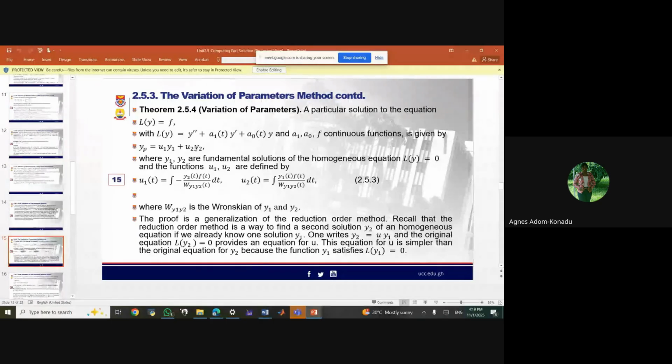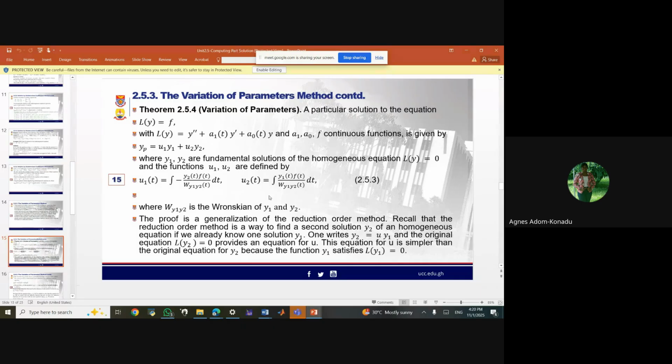Okay, so here we are saying this is the formula. You find the solution to the homogeneous part, and to find the solution to the non-homogeneous part, you will find your y1 and y2. Then you have to find your u1 and your u2. The u1 is given by this formula: u1 is equal to the integral of minus y2 f divided by W[y1, y2]. And then my u2 is the integral of y1 f divided by W[y1, y2].